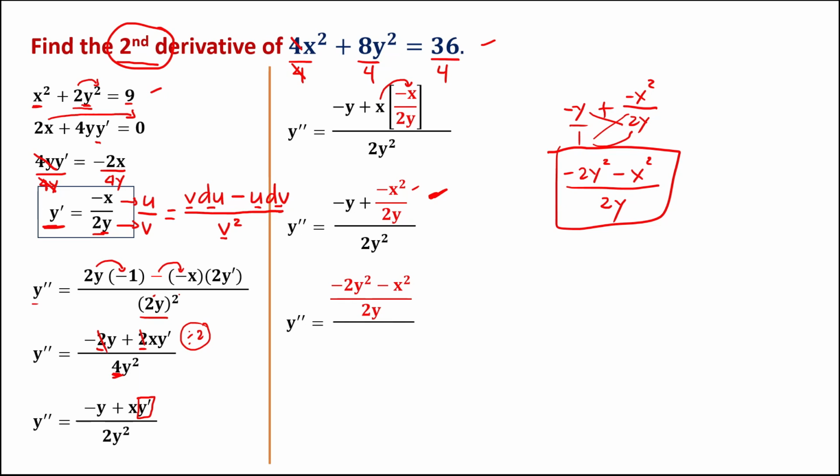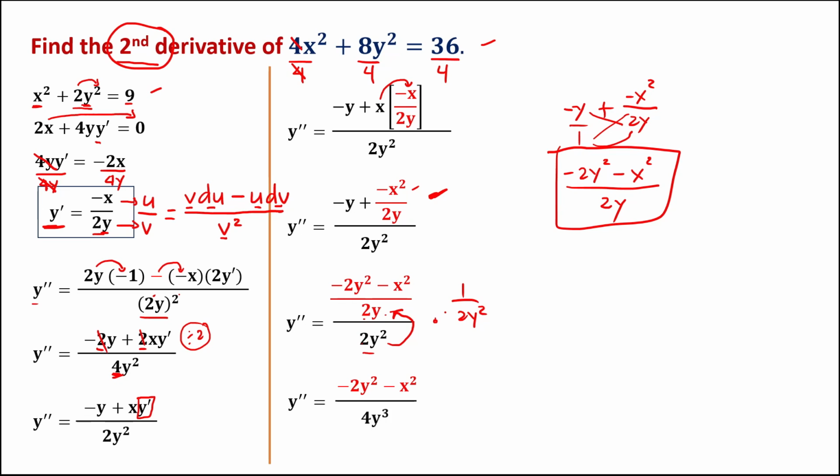all over 2y squared. Then from this, we can multiply the two denominators, because to find the reciprocal, this becomes 1 over 2y squared. So multiply 2y and 2y squared. So we have 2y squared minus x squared over 2 times 2, that's 4, then y to the power 3.